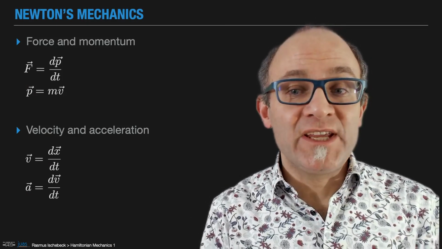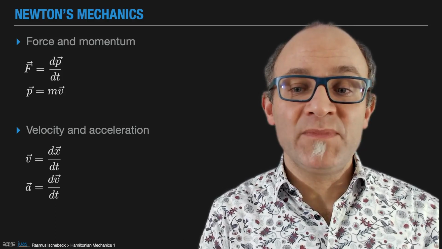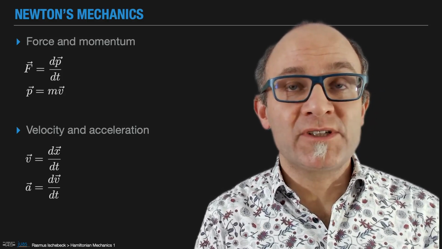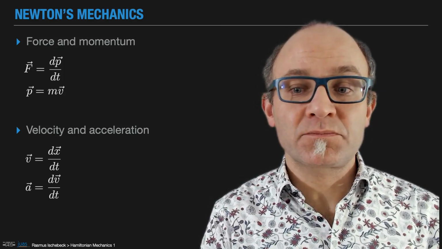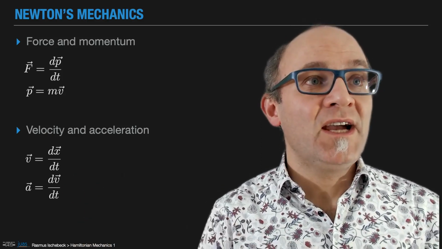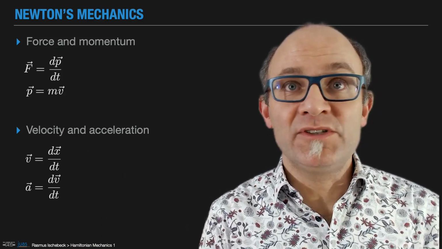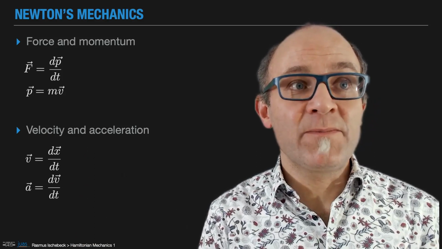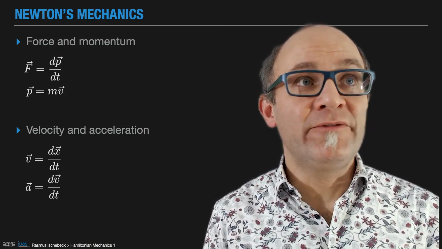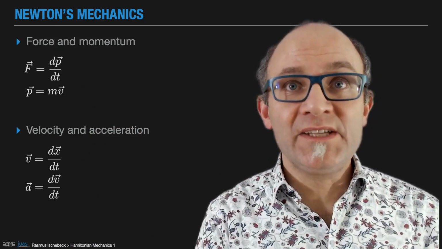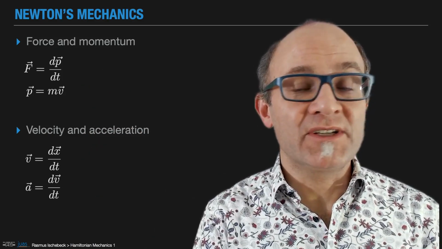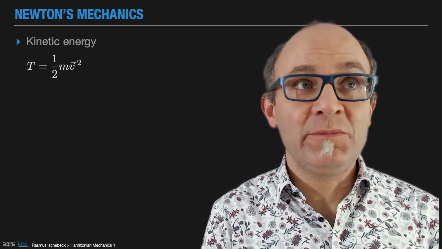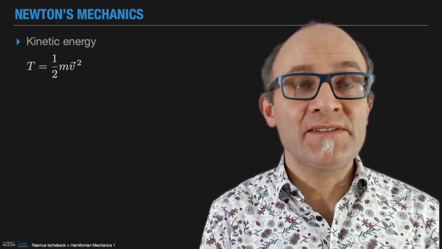The change in momentum, dp over dt, is equal to the force F. p, the momentum of the particle, is the product of its mass and its velocity. And of course, you know very well how velocity and acceleration are defined. Velocity is the temporal derivative of the position, and acceleration is the temporal derivative of the velocity. So the force in the end is equal to the second derivative of the position of a particle in time. The kinetic energy of an object is given by 1/2 mass times v squared.